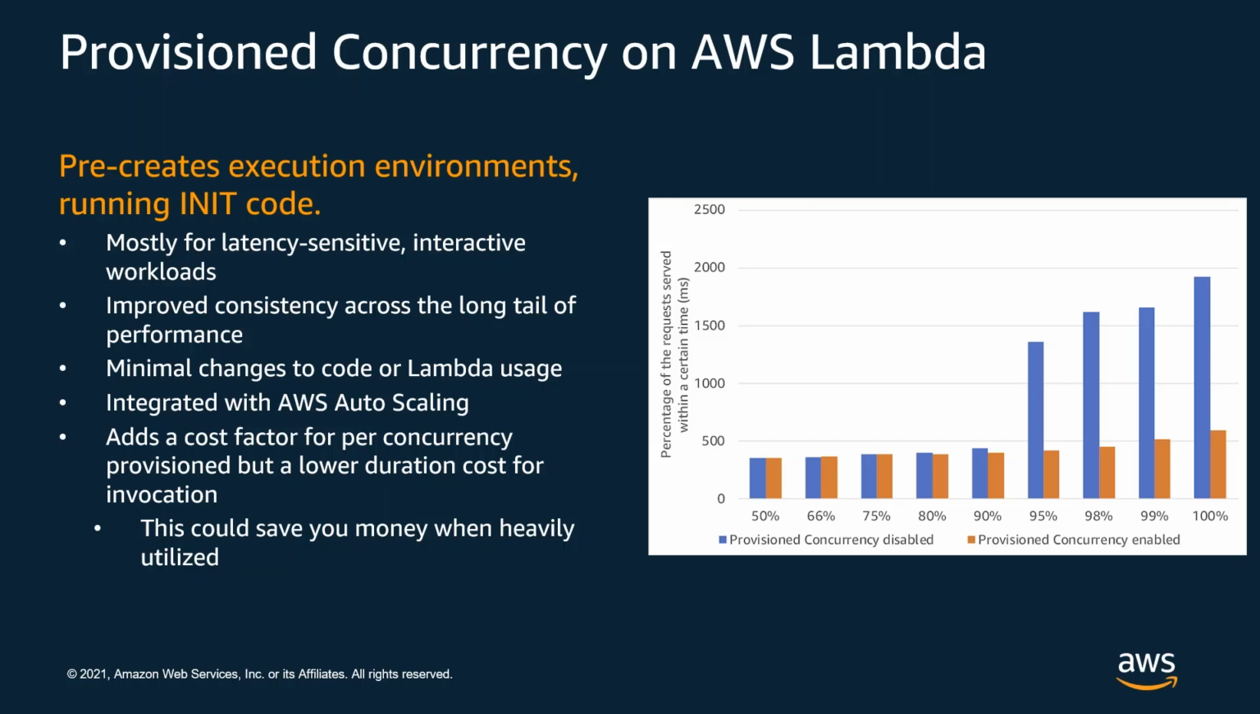So you can set this up via the Lambda console, CloudFormation, and AWS SAM, which is our Serverless Application Model framework. Now, it's mostly useful for interactive workloads that are heavily latency sensitive, and this is reducing the time to run the function handler to double-digit milliseconds. And it offers greatly improved consistency all the way through the long tail of performance at the P95, P99, and P100 levels.